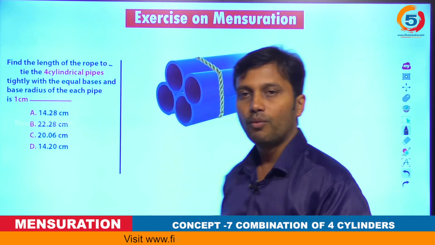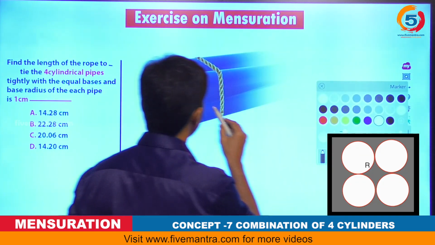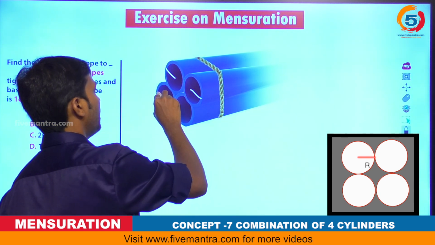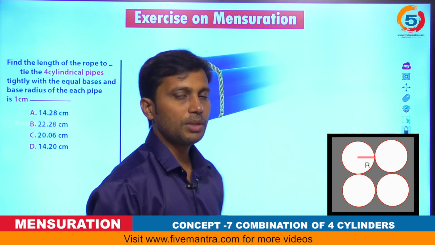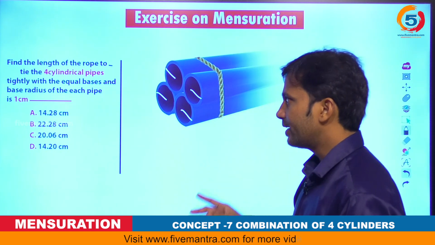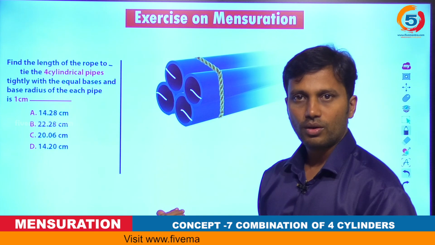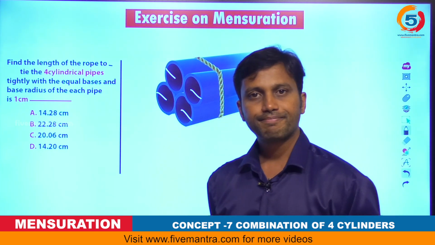So what are the base radii here? Once again I am showing you. This is a base radius, and this is a base radius, and this is a base radius, and this is a base radius. So all the base radii are equal. When all the base radii are equal, we need to find out the length of the rope.